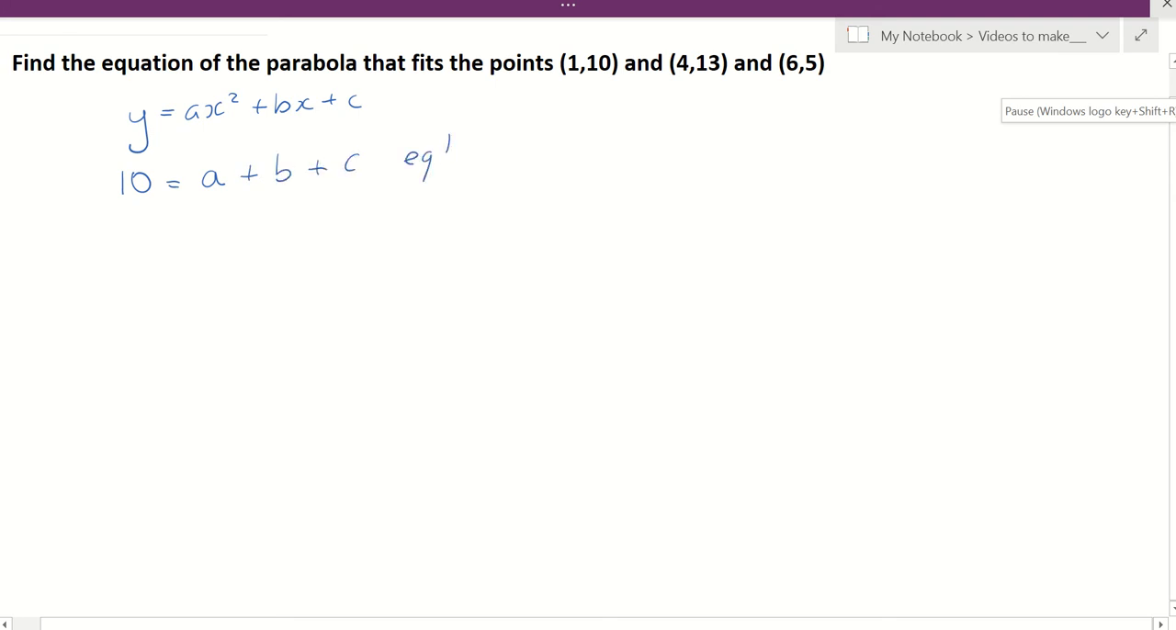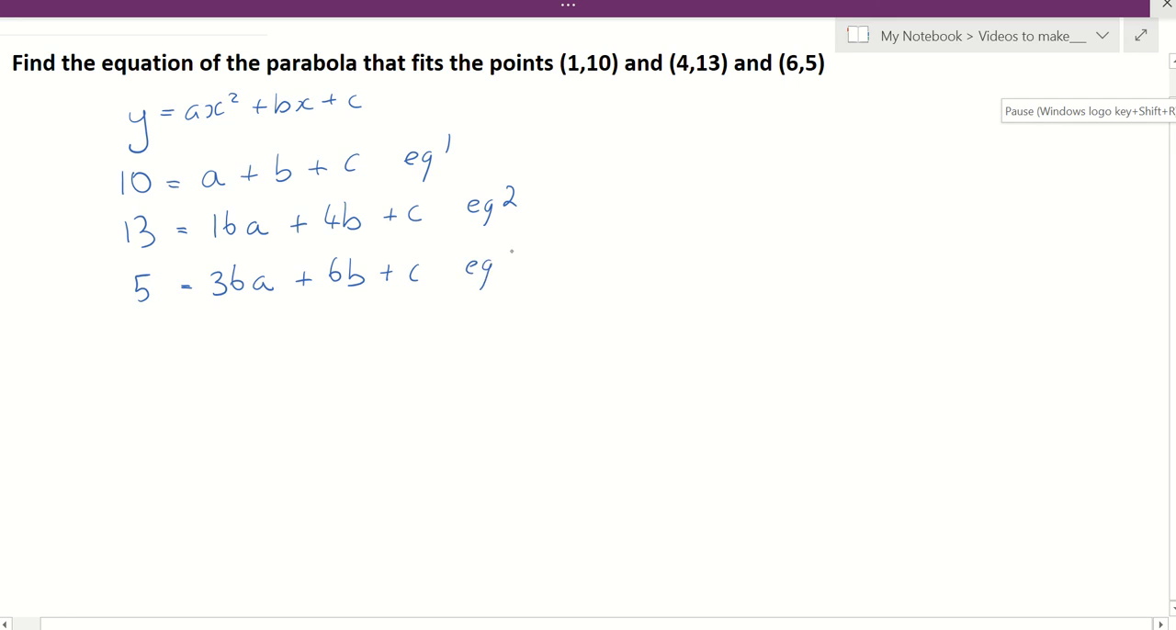Now we can do the same thing for point 2. y is 13. 4 is the x, so 4 squared, 16a, and 4b and c. We'll call this equation 2. And the last point, 5 is the y, 6 is the x, so 6 squared is 36a, and 6b and c.